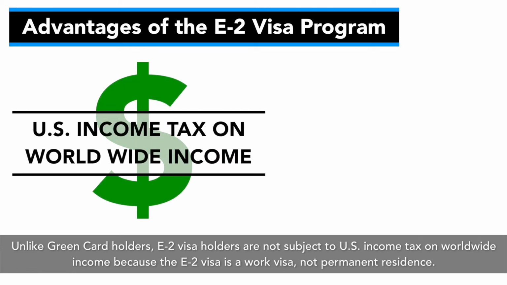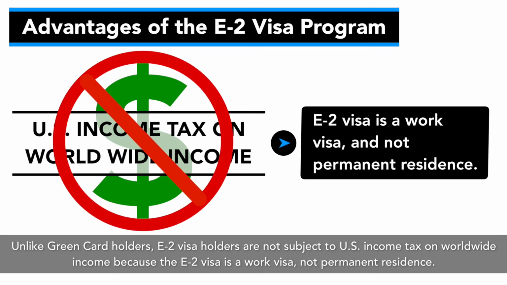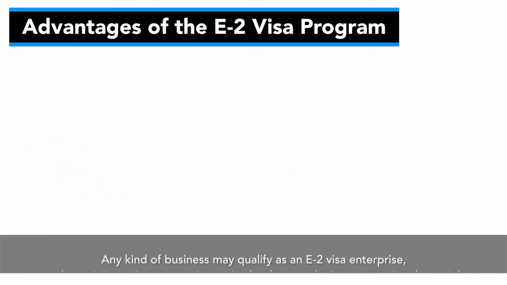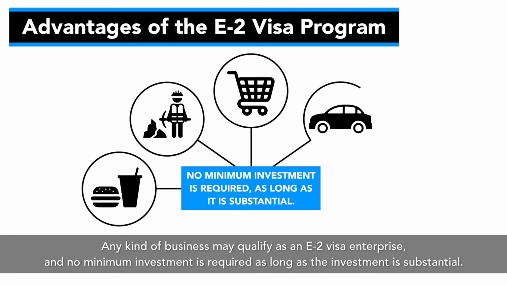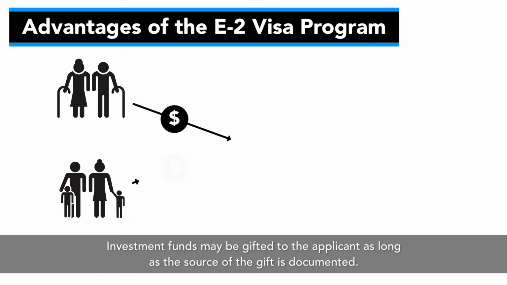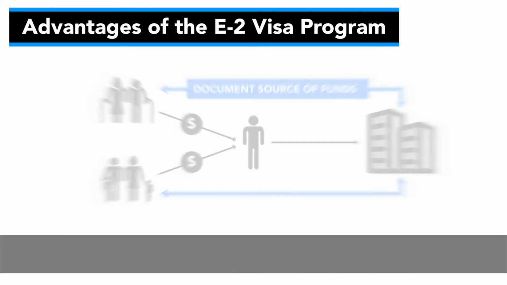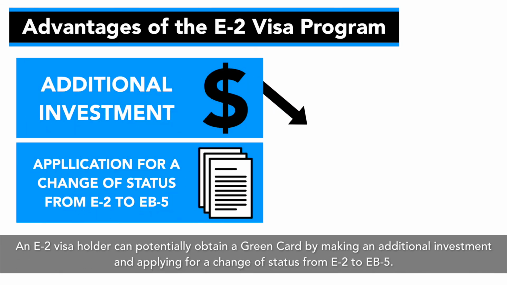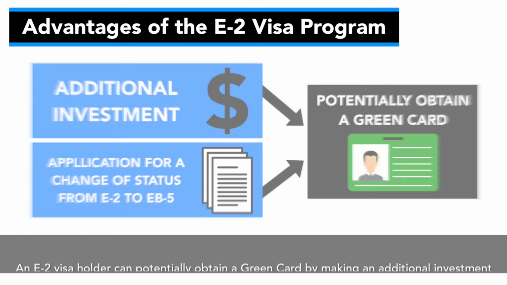Unlike green card holders, E-2 visa holders are not subject to U.S. income tax on worldwide income because the E-2 visa is a work visa, not permanent residence. Any kind of business may qualify as an E-2 visa enterprise, and no minimum investment is required as long as the investment is substantial. Investment funds may be gifted to the applicant as long as the source of the gift is documented. An E-2 visa holder can potentially obtain a green card by making an additional investment and applying for a change of status from E-2 to EB-5.